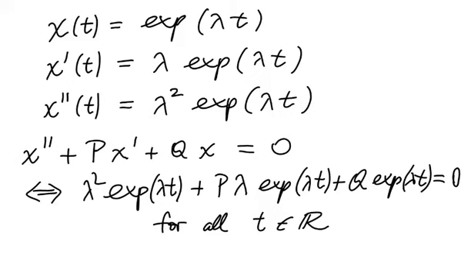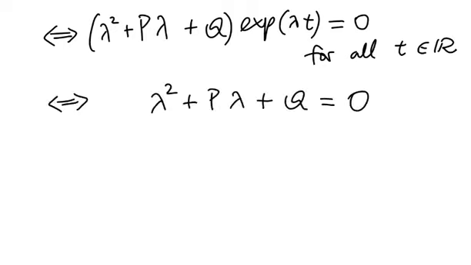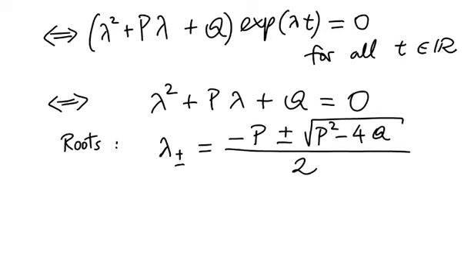But we can factorize this latter equation by the common factor exponential of lambda t, obtaining this, and finally noting that the exponential of lambda t is different from 0 for any lambda and any t, we can divide by it to obtain this equation, which is a simple quadratic equation for lambda with roots given by this formula. So we have two roots, lambda plus and lambda minus.